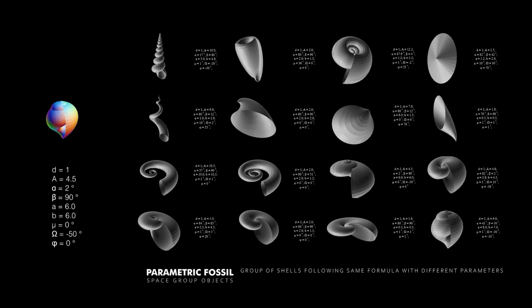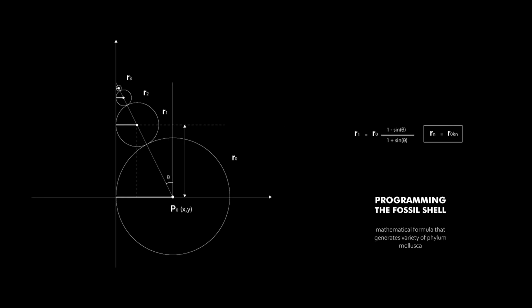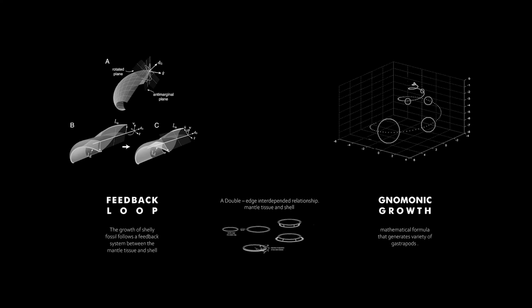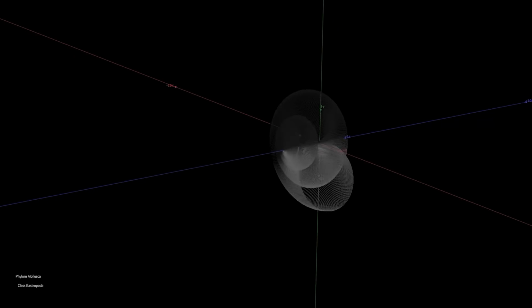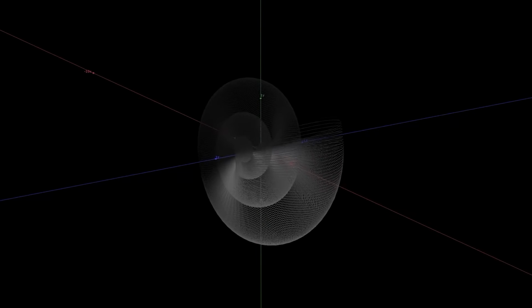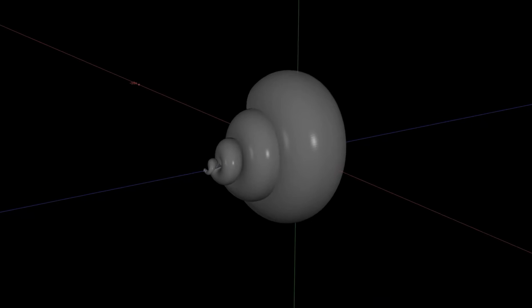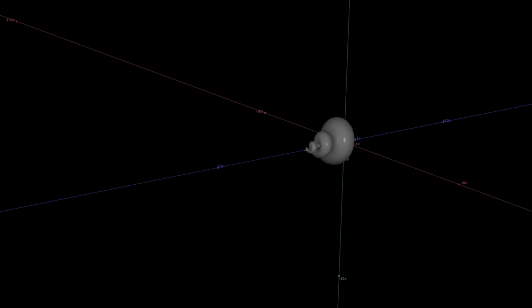From 2D objects, I started to look at the 3D versions of fossils, which involved looking at the formulas that derive the formation of an entire family of shelly fossils. One single formula dictates the different geometries with different parameters. I started to program my own fossils digitally by using the same formula, which enabled me to create different variations.